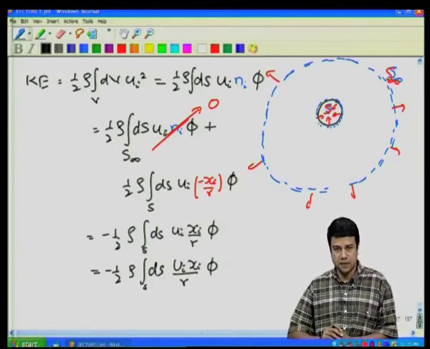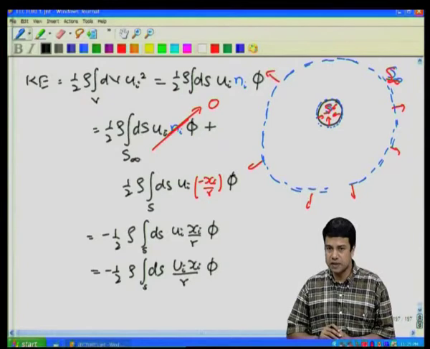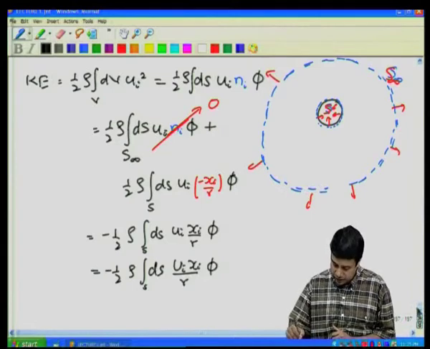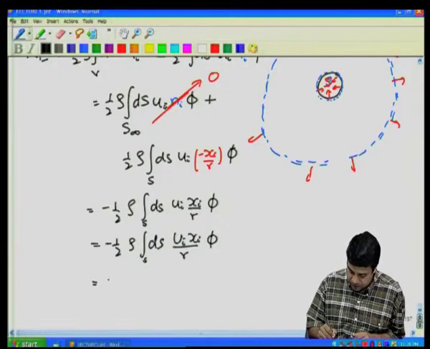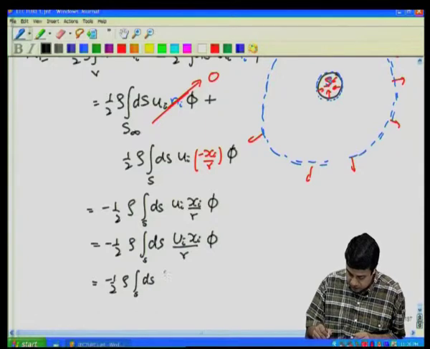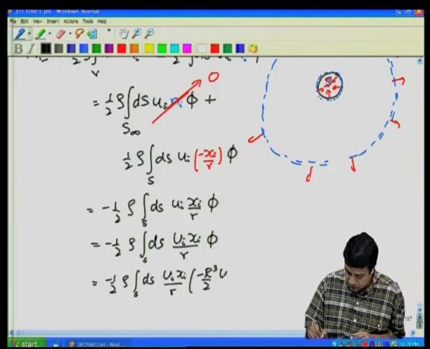Because I know that small u_i times x_i is the same as capital U_i times x_i. And if I substitute my value for phi, which goes as minus a cubed by 2, I will get minus half rho integral over S dS U_i x_i by r into minus a cubed by 2 U_j x_j by r cubed.